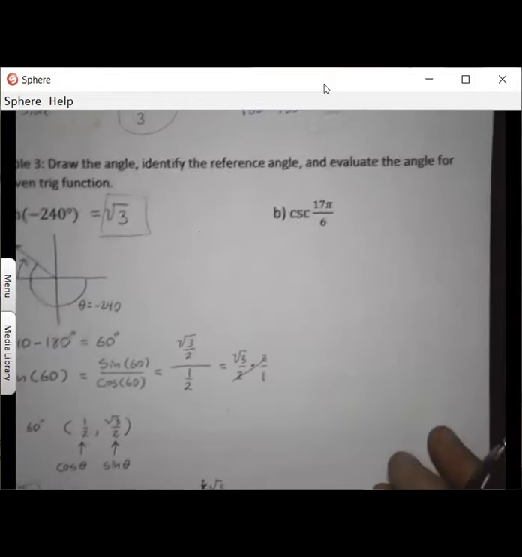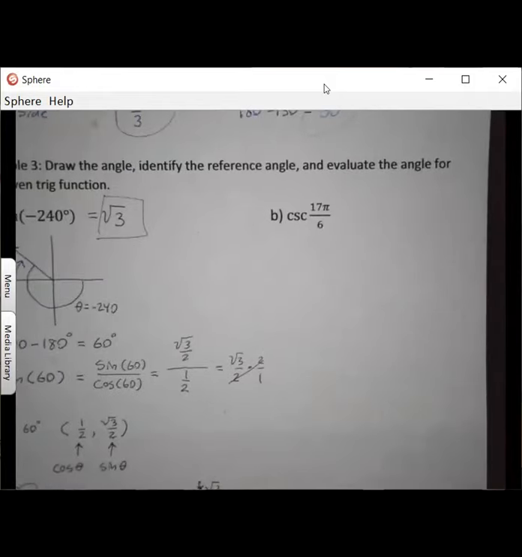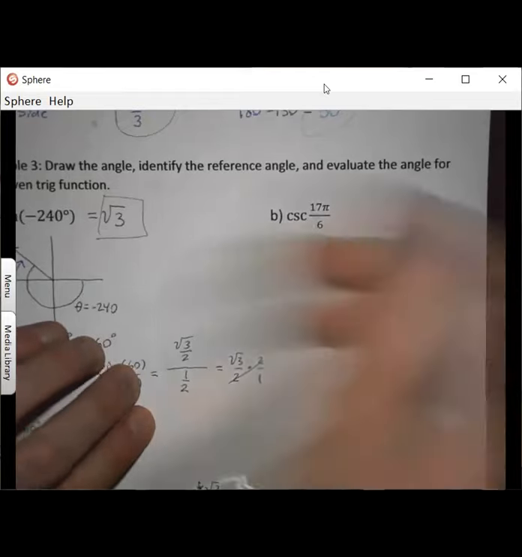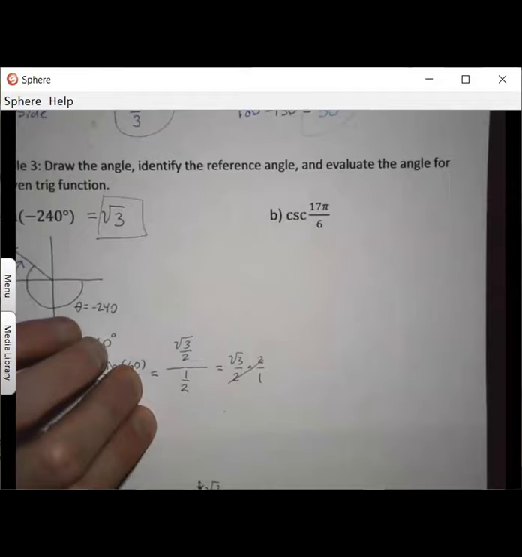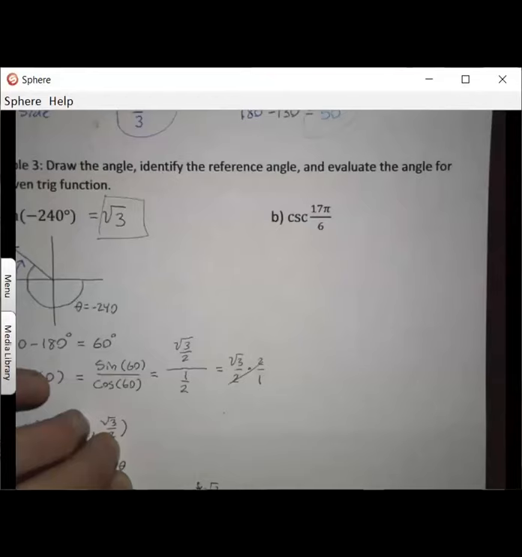Okay, let's do B. So cosecant 17 pi over 6. So we could count by pi's over 6 and go around the unit circle until we get to 17 pi over 6. But we can also remember that we can add or subtract 360, or in the case of radians, add 2 pi or subtract 2 pi to get to the same place, because it's a full circle.